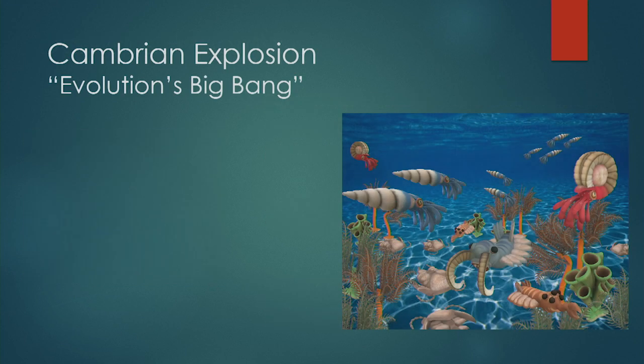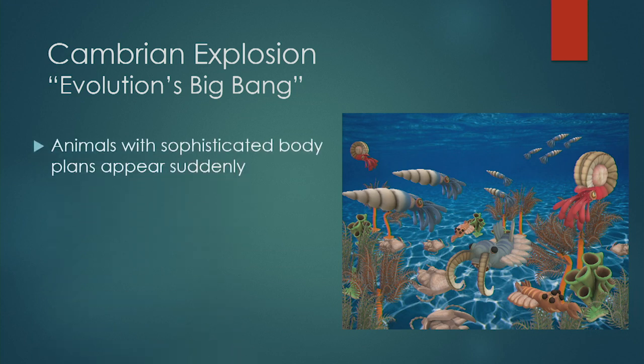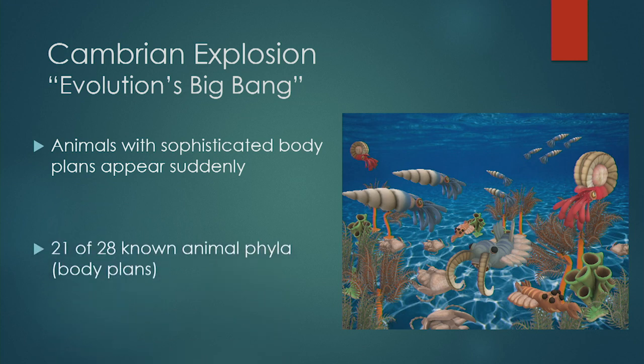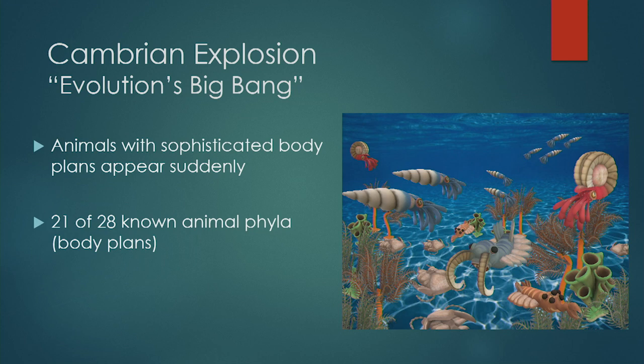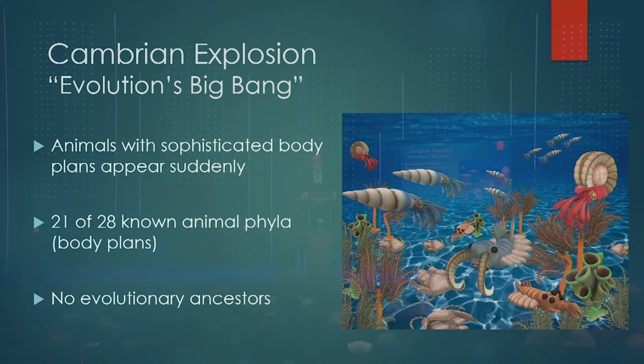And here's a big problem for evolution, and it's called the Cambrian explosion, also known as evolution's Big Bang. In other words, animals with sophisticated body plans just suddenly appear in the fossil record. In fact, 21 of 28 known animal phyla, these are body plans, just suddenly appear with no evolutionary ancestors. Now, this allegedly happened about 500 million years ago. And all these creatures are exhibiting complexity, such as eyes, nervous system, legs, fins.